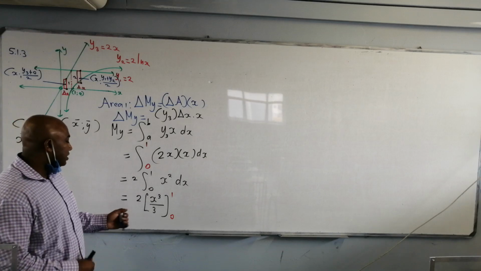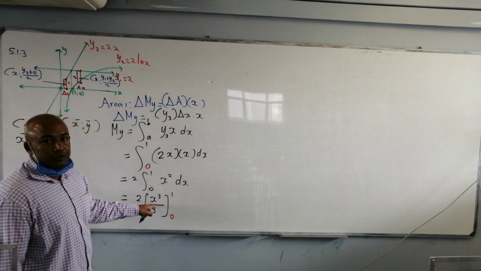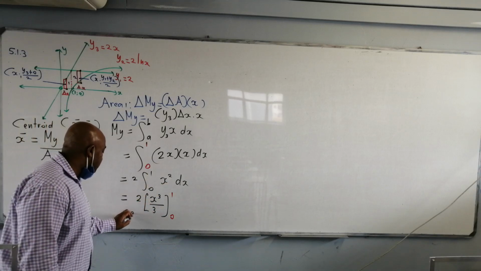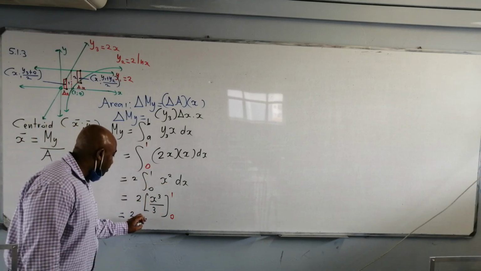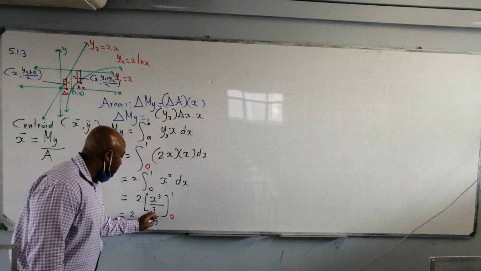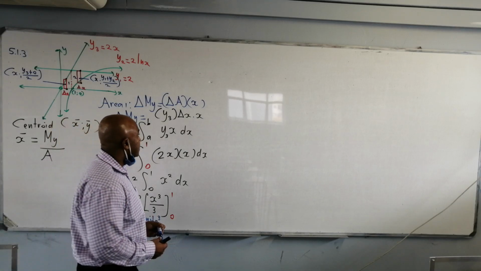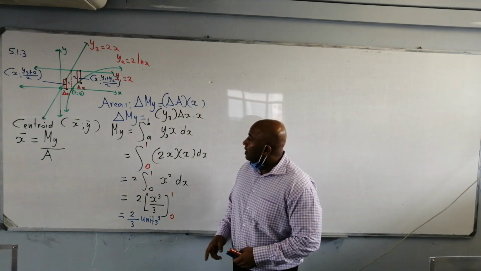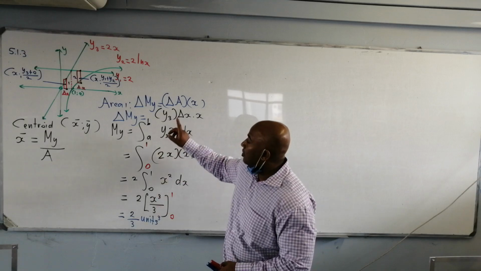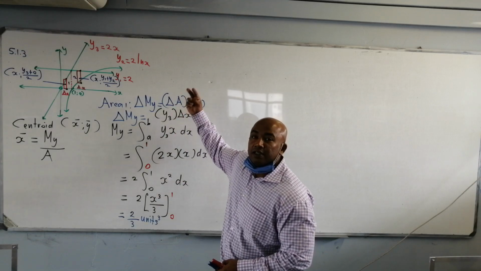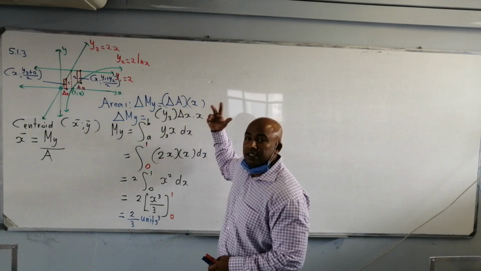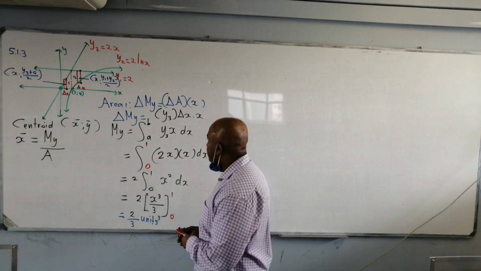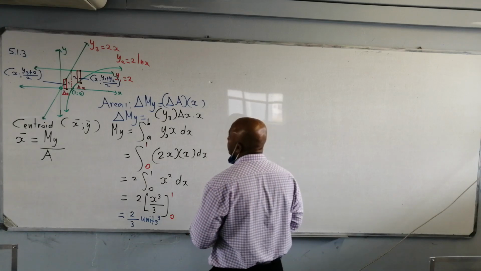We don't need to use a calculator here. You're going to substitute 1, you're going to get 1 over 3. You substitute 0, you get 0. So 1 over 3 times 2 is 2 over 3 units to the power 3. Because, remember, first moment of area is units to the power 3, because area is units squared and x is a unit. Unit squared times unit will be units to the power 3. So that is area number 1.